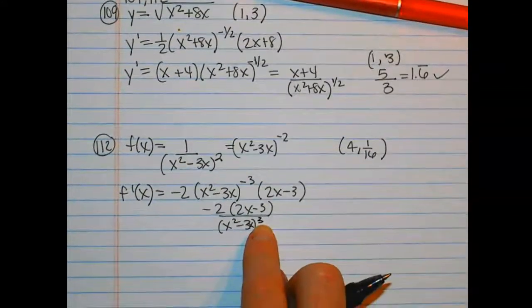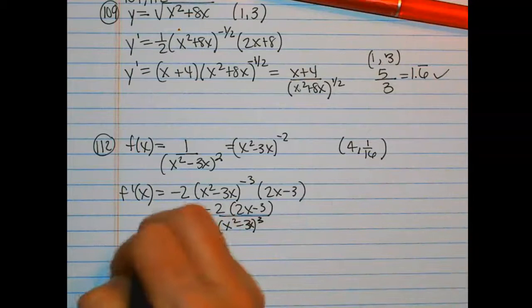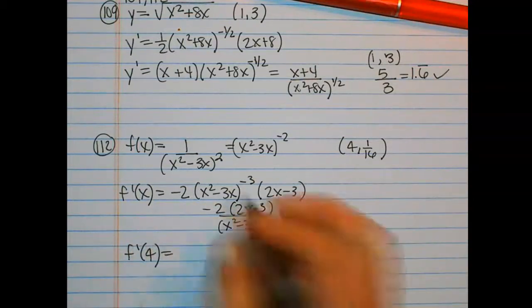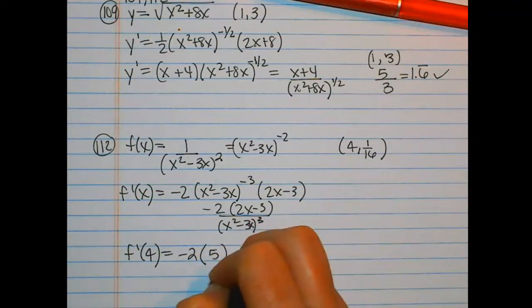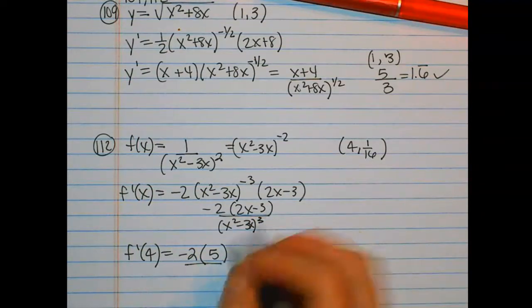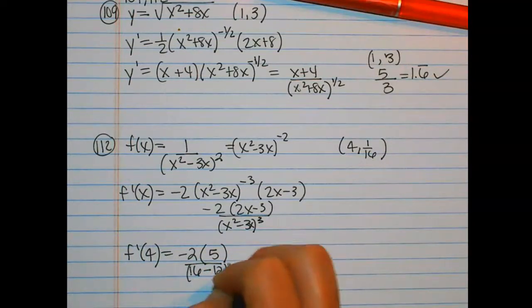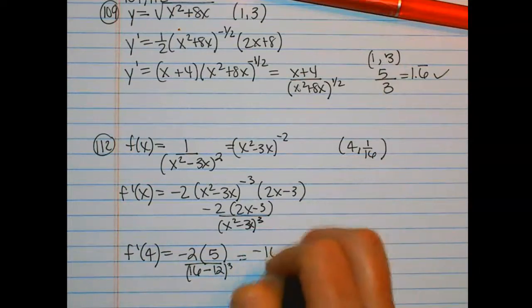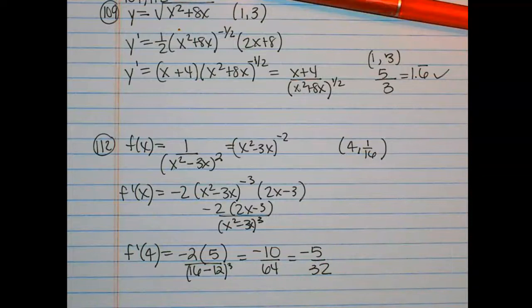Okay. And I'm going to plug in 4. So f prime of 4 equals negative 2, 8 minus 3 is 5, over 4 squared is 16 minus 12, cubed, is negative 10 over 4 cubed, or 64, or negative 5 over 32.